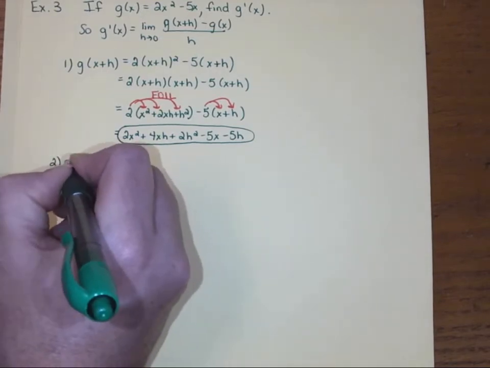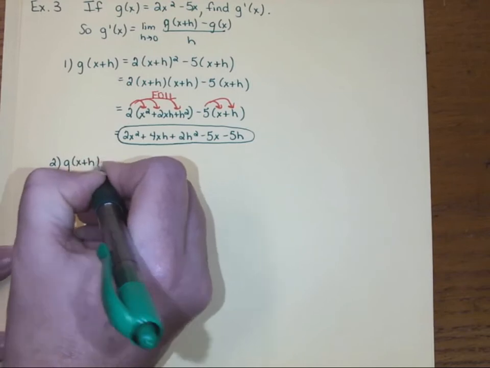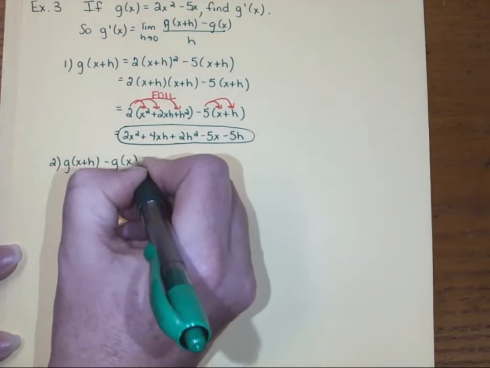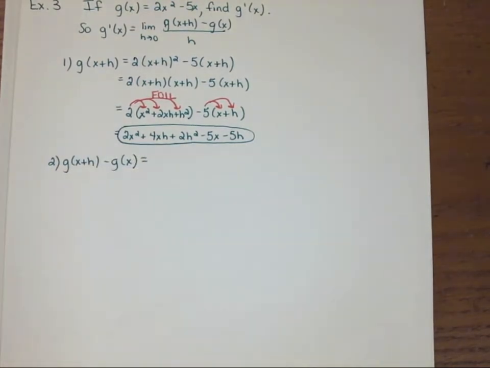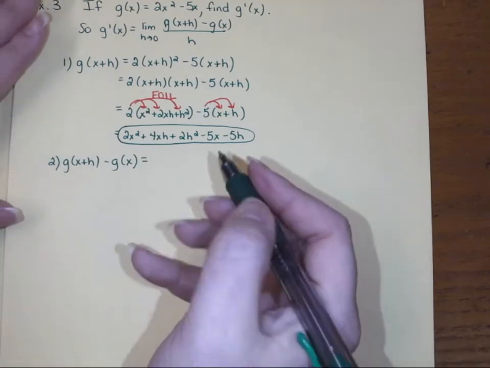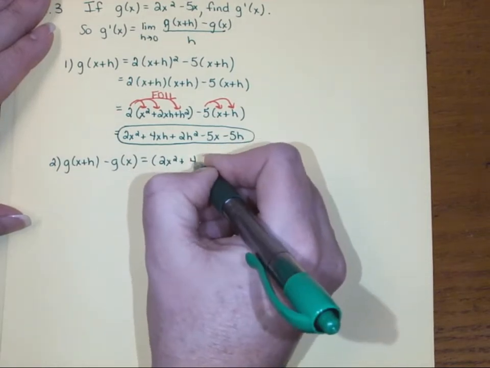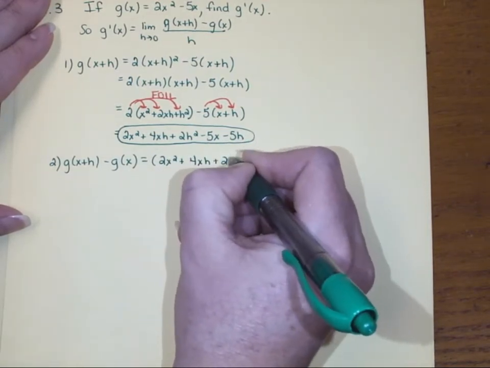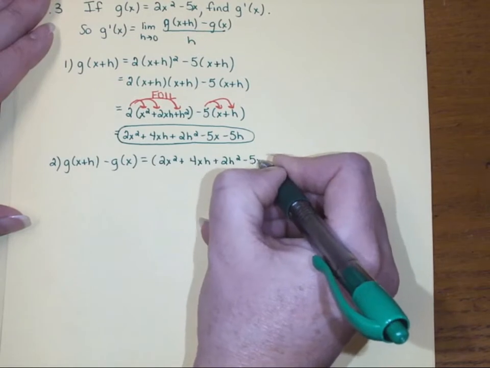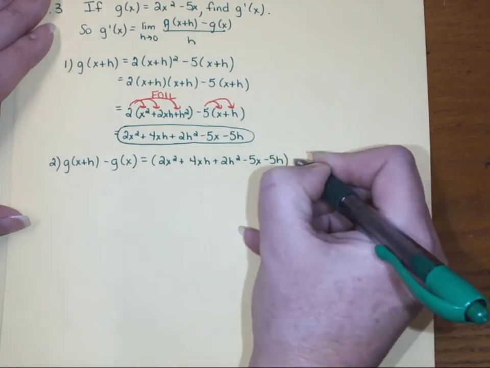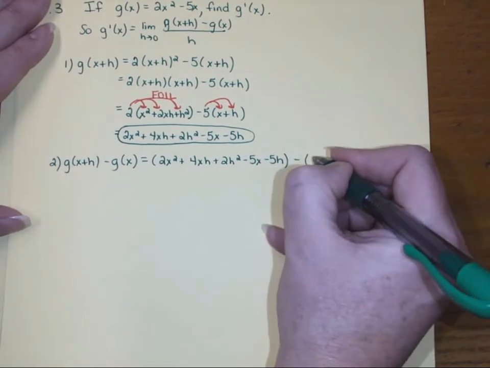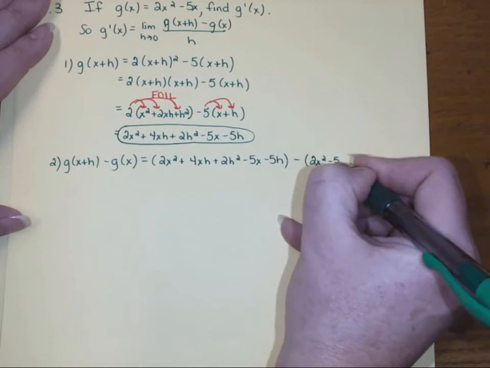So time to move on to step number 2. Remember, it's step number 2 that often begins the simplification process. Lots of things start to cancel out, and that's the benefit of that step. So let's pull down what we got for the g of x plus h part, which was all of this, everything I got in step 1. And now I want to subtract off my original g of x, which was this.